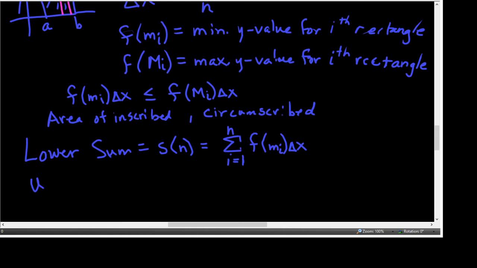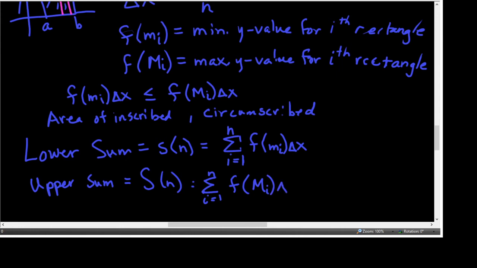The upper sum is very similar. We'll call that capital S sub n. And that's equal to the sum from the first rectangle to the nth one of the height of the rectangle, which is the y value associated with the x capital M sub i that creates the largest y value possible for that rectangle, times the width of the rectangle, and that gives us the area of the circumscribed rectangles.